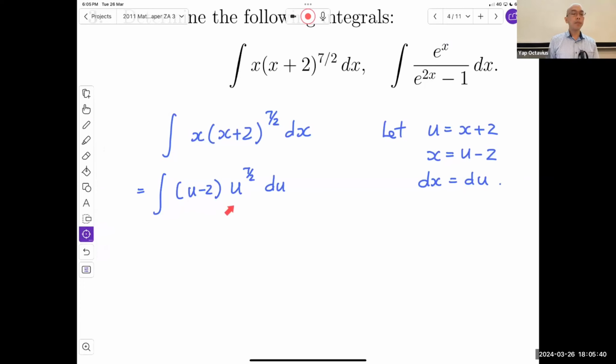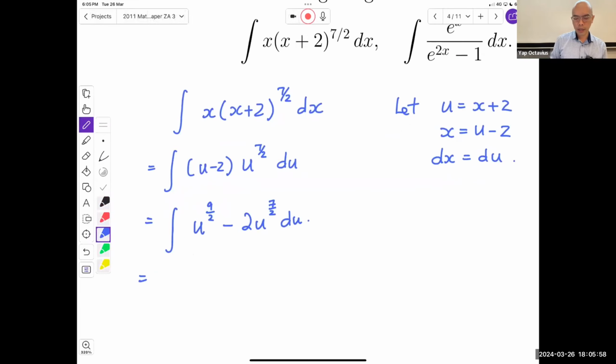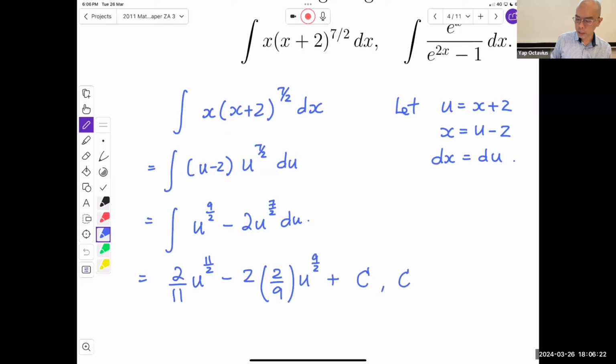Then it's good, because this one we can expand now. This is u to the power 9 over 2 minus 2u to the 7 over 2, du. Okay, let's integrate. You get 2 over 11 u to the power 11 over 2 minus 2 over 9, u to the 9 over 2, and plus C. Now, please tell them your C is a real number, Ken.